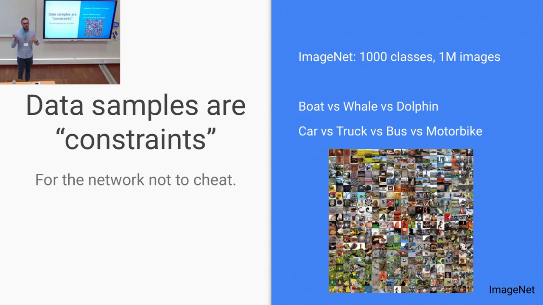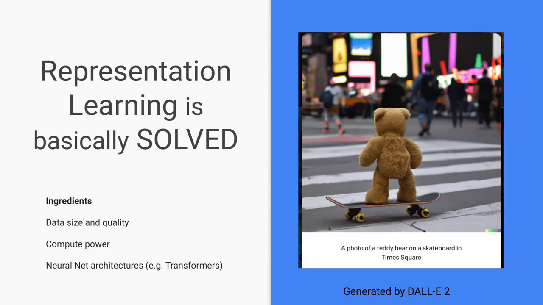I cannot just look at the color. I cannot just look at the texture of hair. You really are forced to learn something that is also close to the representations we have in our brain. So if you are in this regime where you have a huge amount of data, it's very high quality, and it's putting a lot of constraints on what the neural network can learn, and you have a lot of computational power and general enough neural network architectures, which we now have, representation learning is basically solved now, which is insane, right?